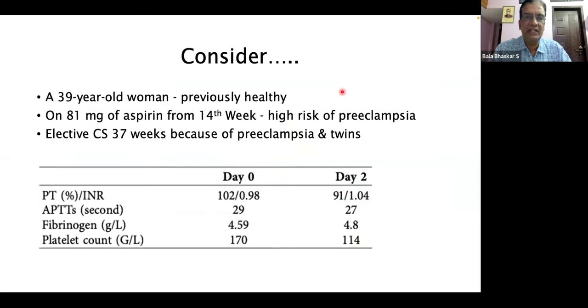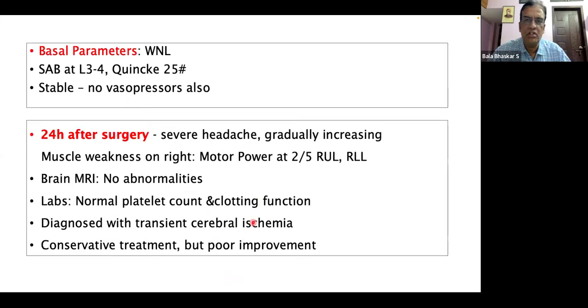So let us start with an example here. This is about a 39-year-old woman, previously healthy. The patient was on 81 milligrams of aspirin from early pregnancy, because she also had a high risk of preeclampsia. She underwent an elective cesarean section at 37 weeks because of preeclampsia and twins. On day 0, her lab parameters were normal. PT/INR was normal, APTT was normal, platelet count was also normal, and basal parameters in terms of hemodynamics and everything were perfect. She was stable and she received standard spinal anesthesia, and there was even no need for vasopressors.